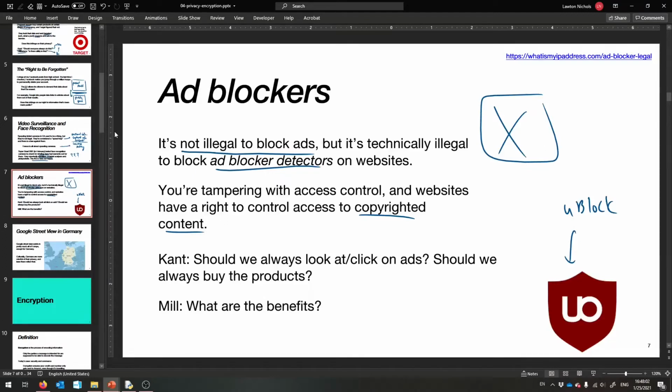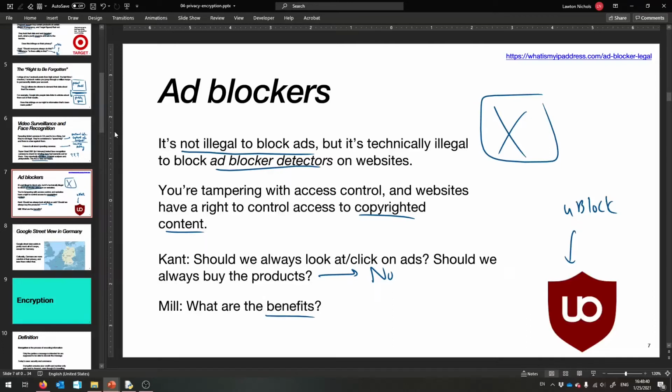So let's ask our boys what they think. So should we always be using, should we use ad blockers? And maybe you can frame this question as, should we always look at or click on ads? Like, should we always buy the products that are offered to us? Because that's the point of ads, right? Isn't it? And Kant would be a hard no on this subject. He'd be like, no, I'm not required to give up all of my money to every ad that I ever see. That's silly. So I should just be allowed to block them because I'm not going to look at them or use them anyway.